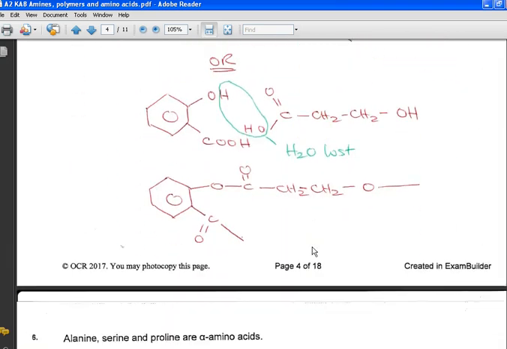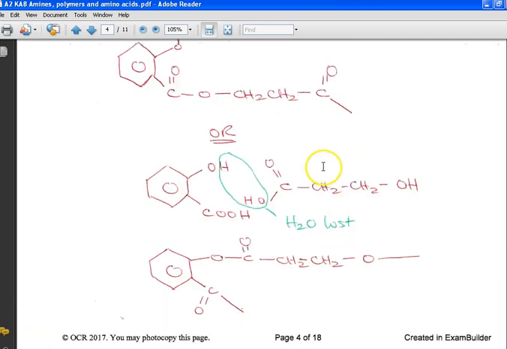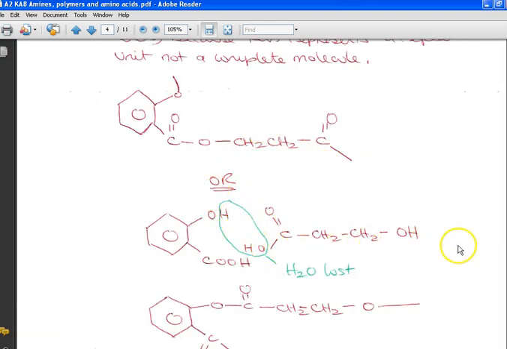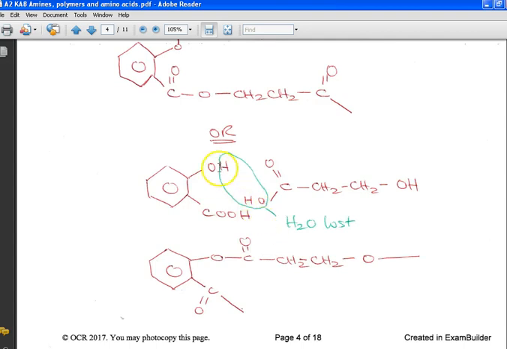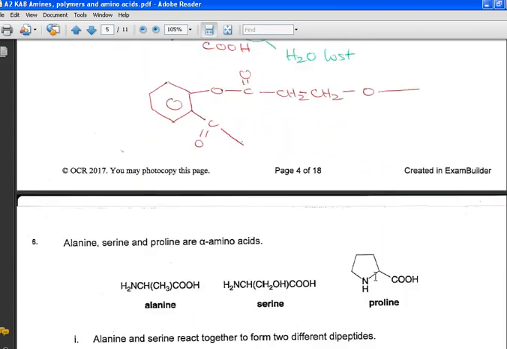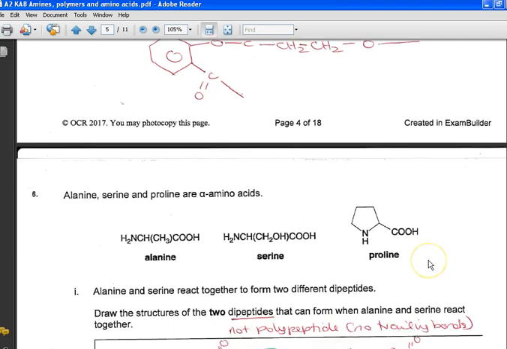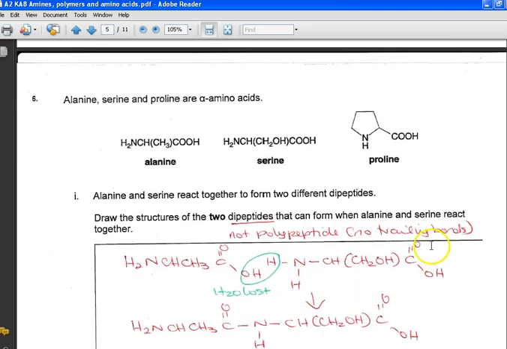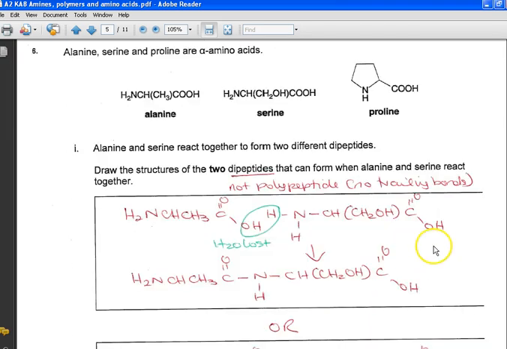And again, I've just drawn them out and shown you exactly where we lose the water from to make it clear where the join is. Do that in the exam if that's what you need to do, but you do need to get quite fast at drawing them and confident at drawing out the structures.